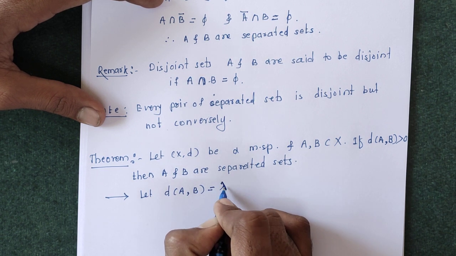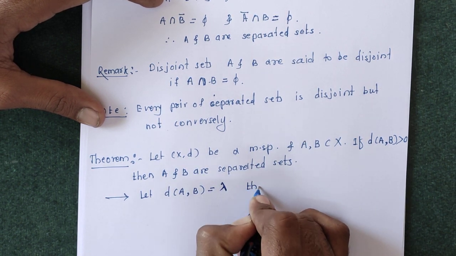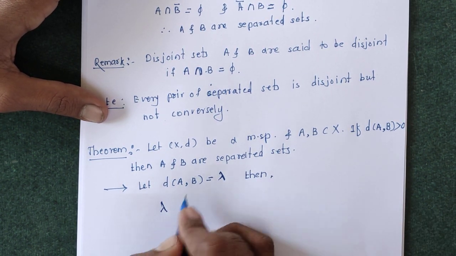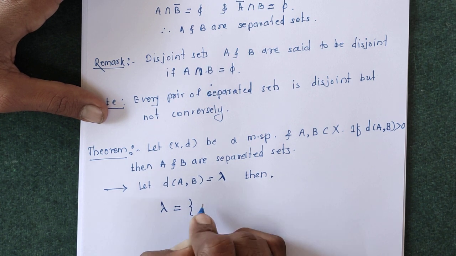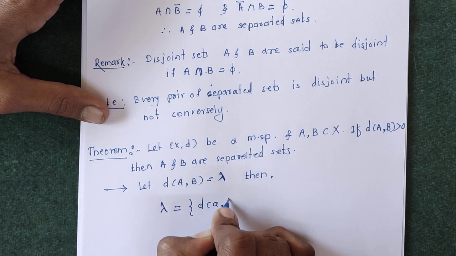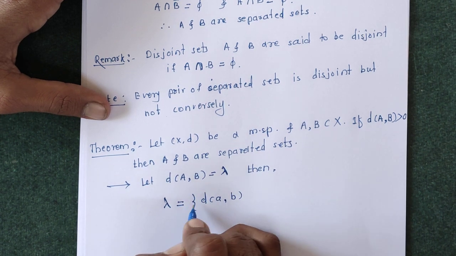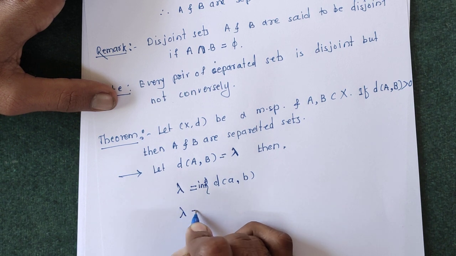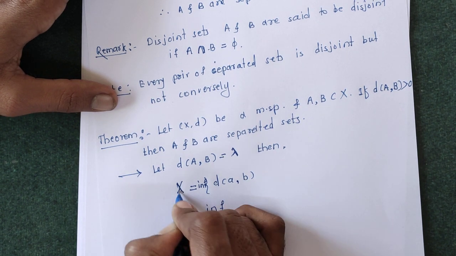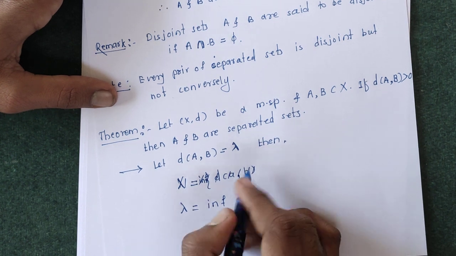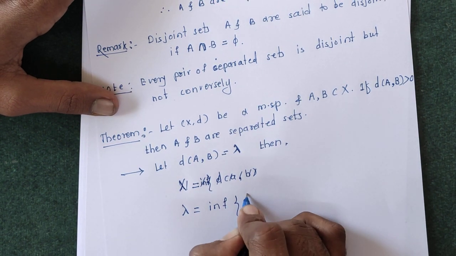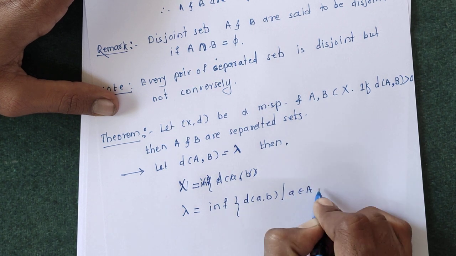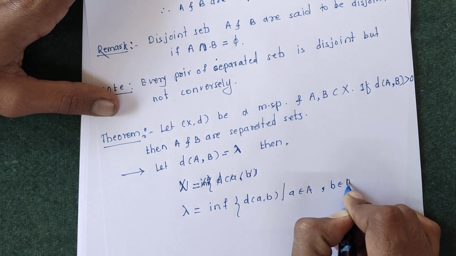Suppose the distance between A and B is equal to lambda. Then by the definition of distance between A and B, we can write lambda is equal to the distance between A comma B. Lambda is equal to the infimum of the smallest distance between A and B, for a belongs to A and b belongs to B.